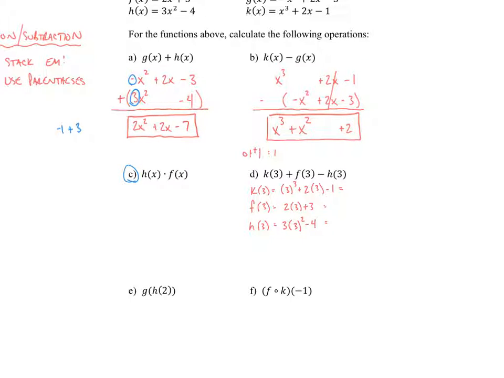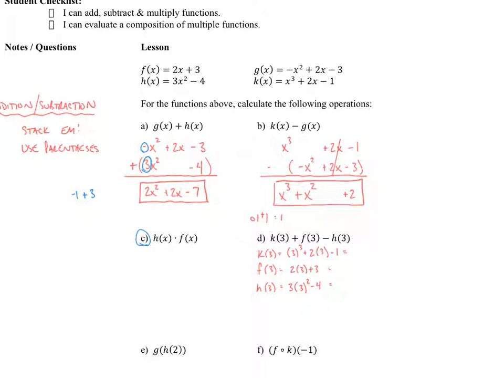If I want to know what k of 3 is, remember we've been doing this every day, we just have to take 3 and plug it in for x in our k of x function. So instead of saying x cubed plus 2x minus 1, we'll say 3 cubed plus 2 times 3 minus 1. And when I evaluate that, I'm going to get 3 to the third power, which is 27, plus 6, which is 33, minus 1 is 32.